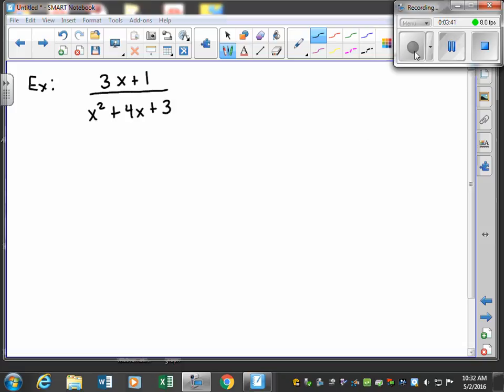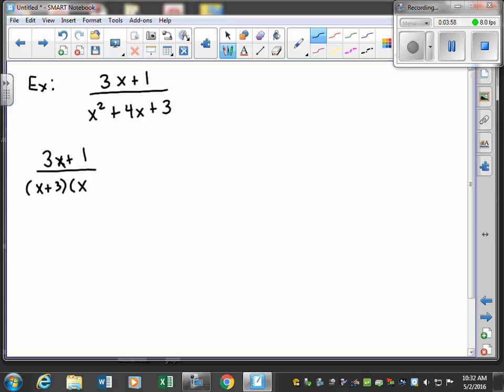Okay, so the first thing we're going to do to start this is factor the denominator. So we'll have 3x plus 1. And then what would our denominator factor to? Trinomial. What multiplies to give us 3 adds to give us 4? x plus 3, x plus 1, right?